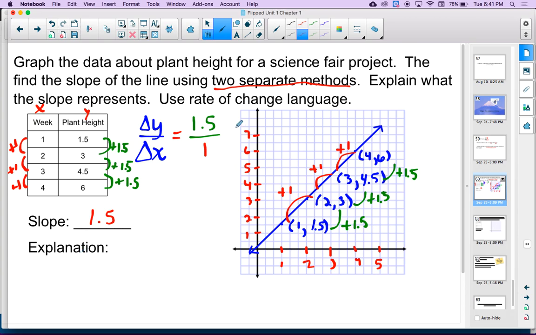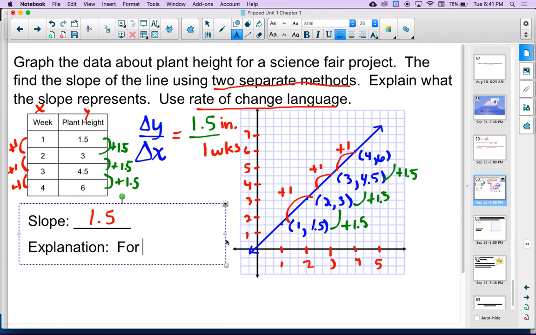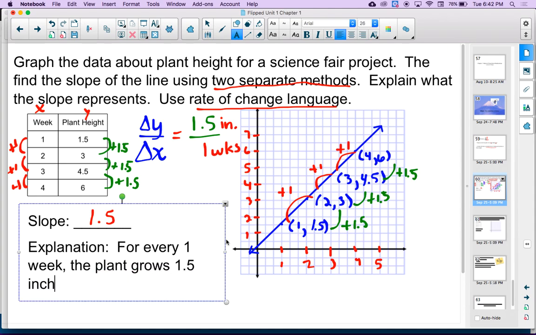So our explanation, this is when we use rate of change language. We are going to talk about what the denominator represents, what the numerator represents. Remember, the denominator are your x's, so those are the weeks. And the numerator are your y's, so that's your plant height. Let's say this is in inches. When we are ready to write our explanation, we use rate of change language. I'm going to type mine because it's faster for me. So we will say, for every 1 week, the plant grows 1 5/10 inches.